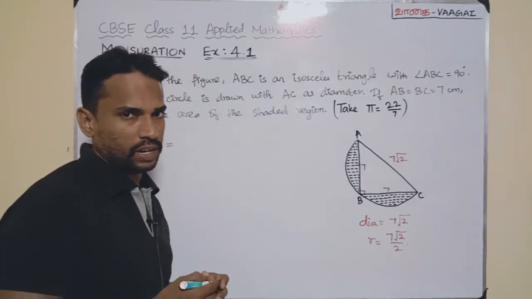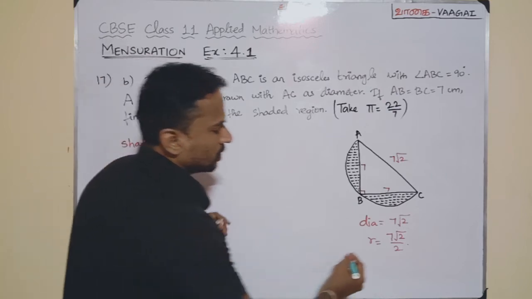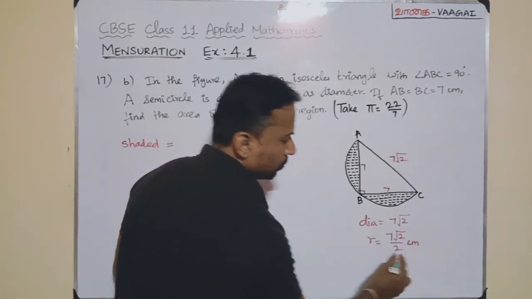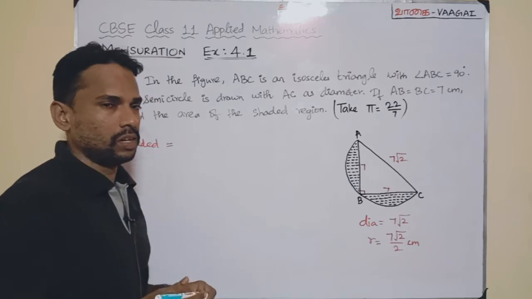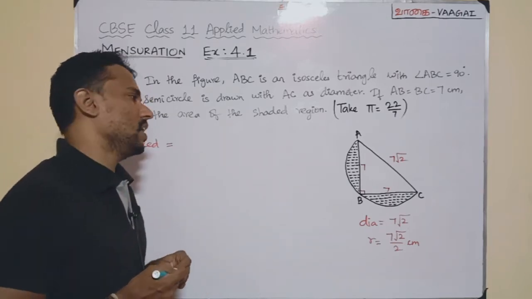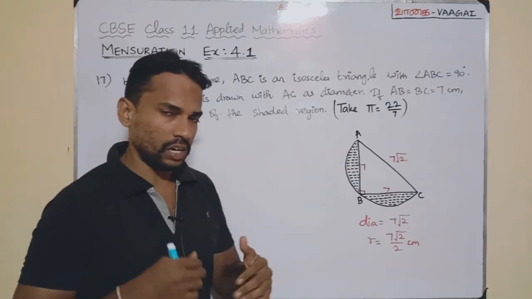So this is what we can arrive at. 7 root 2 by 2 centimeter. Let us not simplify this now. We will have it as it is. Now coming to the shaded region area. So how can we find the area of the shaded region?